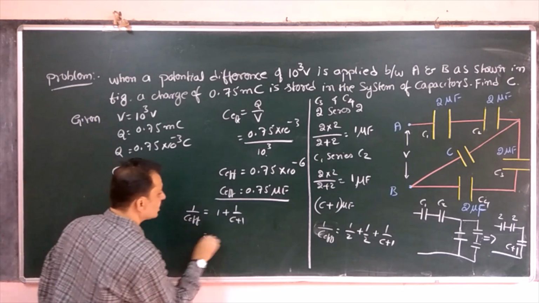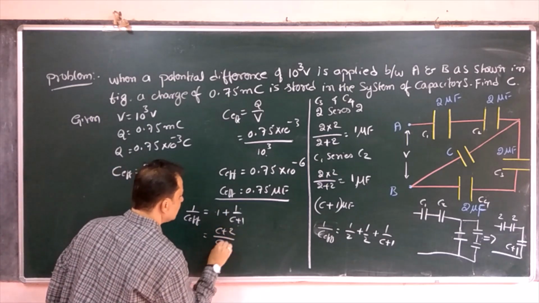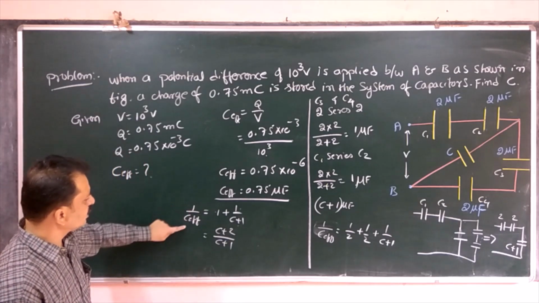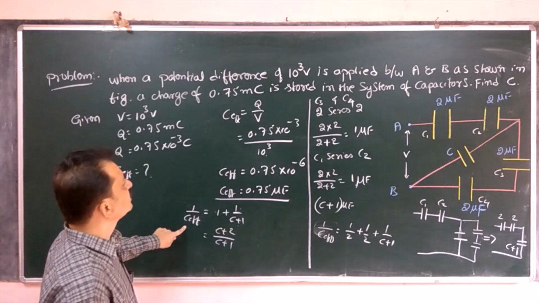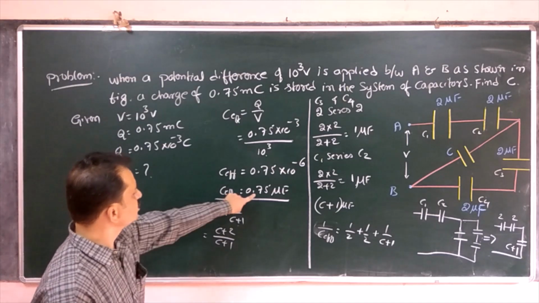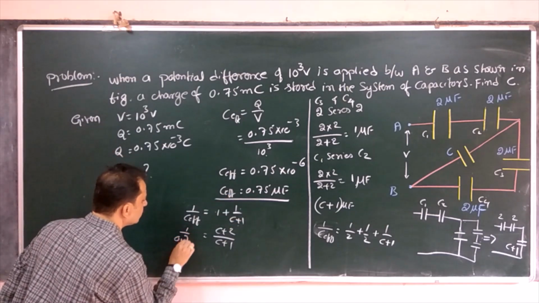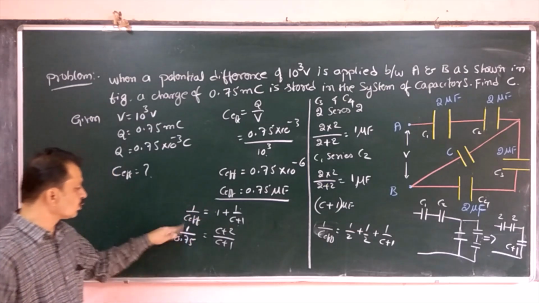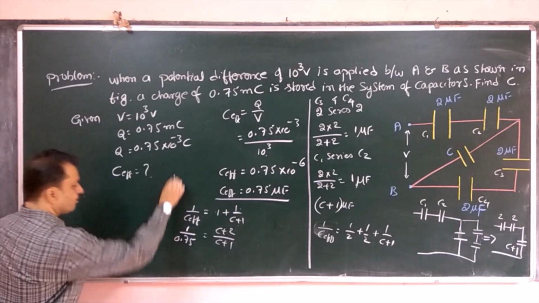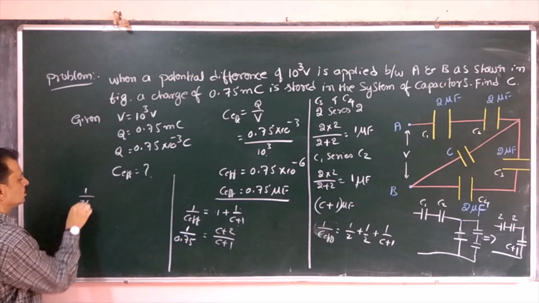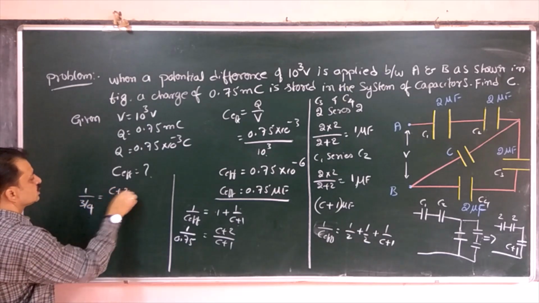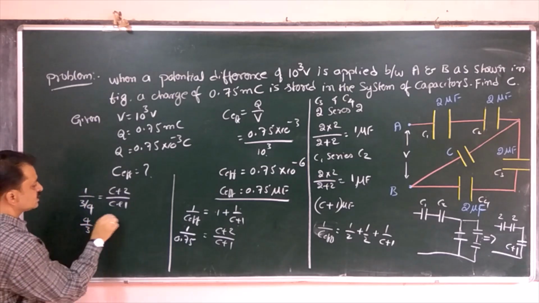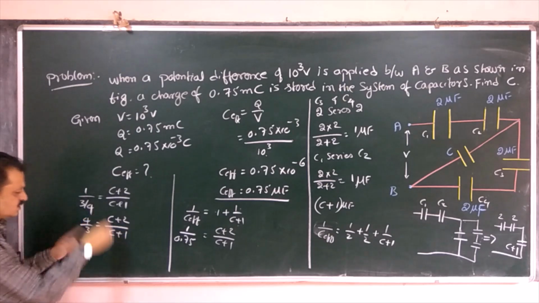Now if we simplify this slowly, it is C plus 2 divided by C plus 1. This is 1 upon C effective. We have worked out C effective as 0.75. 0.75 is 3 by 4, therefore 1 upon 3 by 4 becomes 4 by 3. So 1 upon 3 by 4 is equal to C plus 2 divided by C plus 1. Therefore 4 by 3 is equal to C plus 2 divided by C plus 1. Solve for C here.